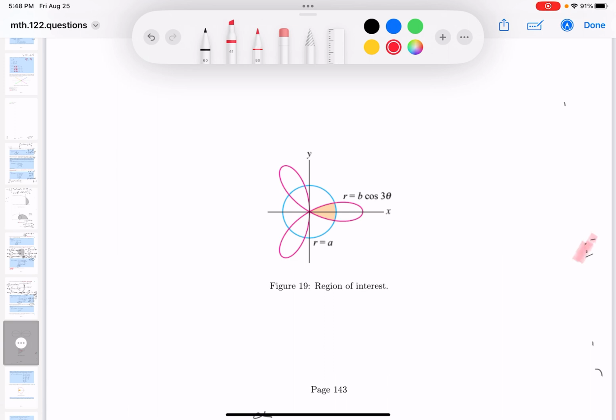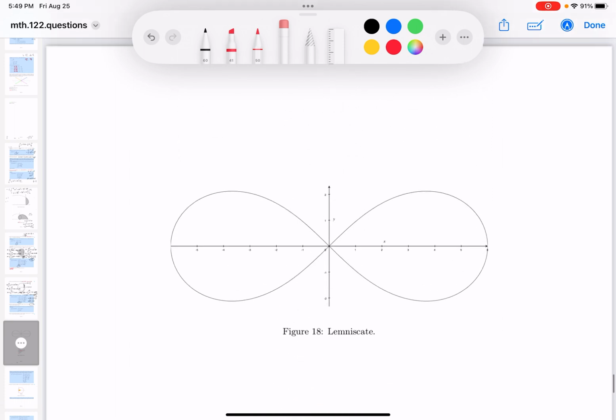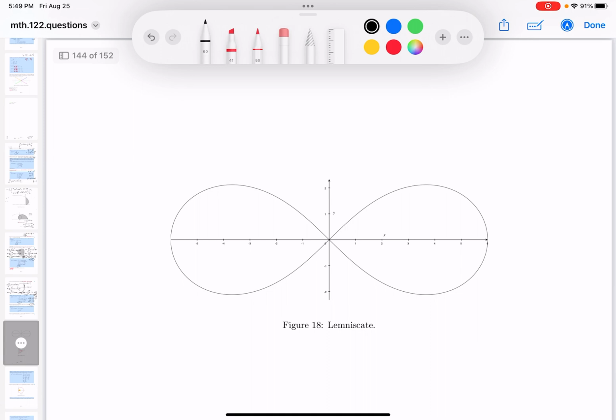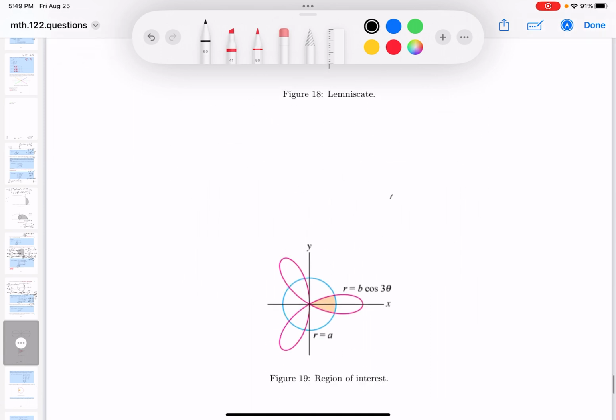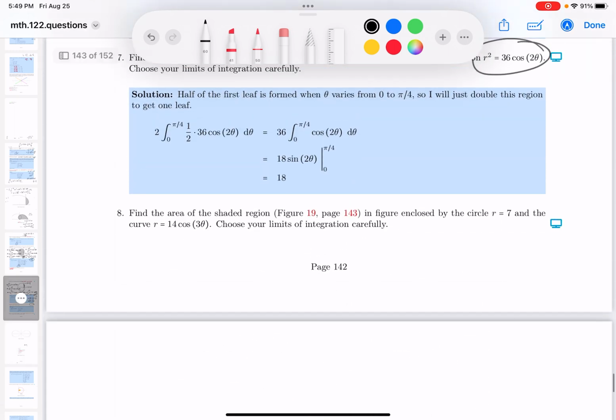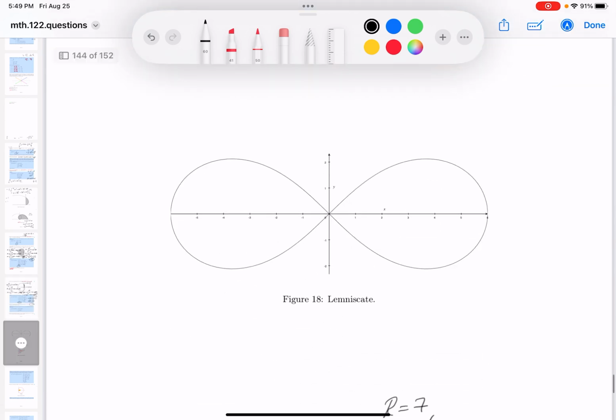So what I want to do over here is just look at the problem and talk about the information I have. One thing they said is the circle's radius is 7, so I'll write that down. So the radius over here is 7. Then they give me another curve, that's the curve with the 3 leaves on it, which is r equals 14 cosine 3 theta.